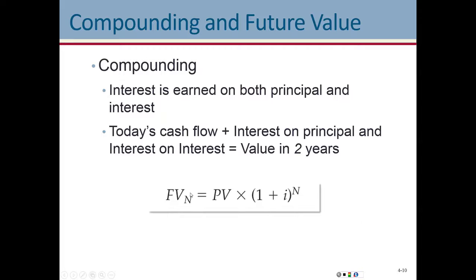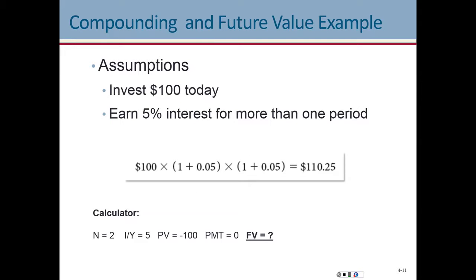N is the number of years in which we're going to be investing. The power here, it's going to make this interest rate go up. We're going to be compounding. We're going to be earning interest on interest. Basically, this is how we do it, right? We earn 5% on the first year, 5% on the second year.